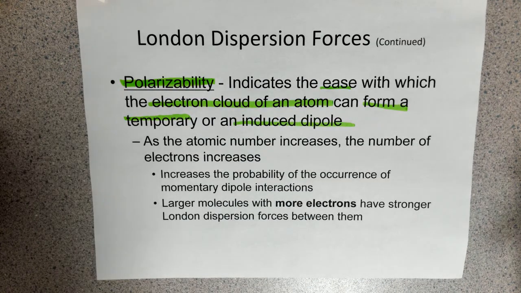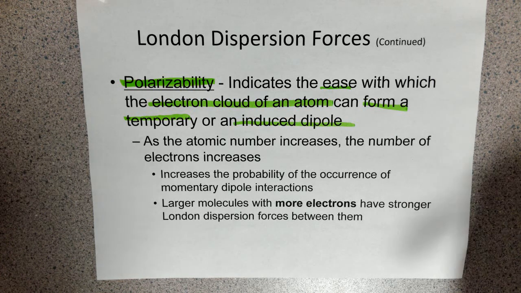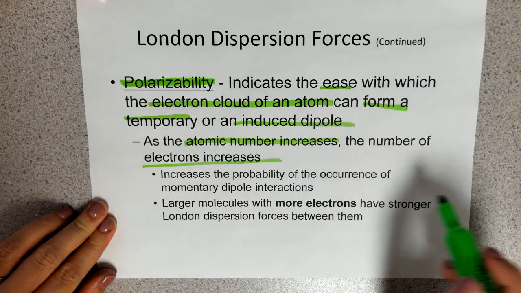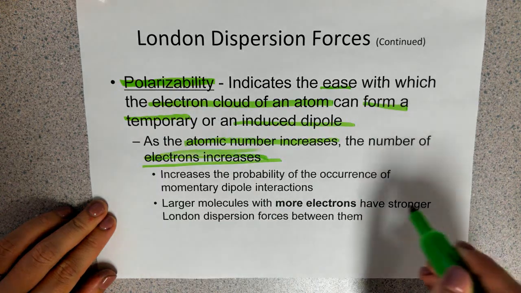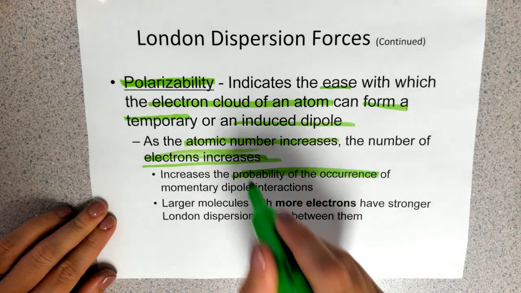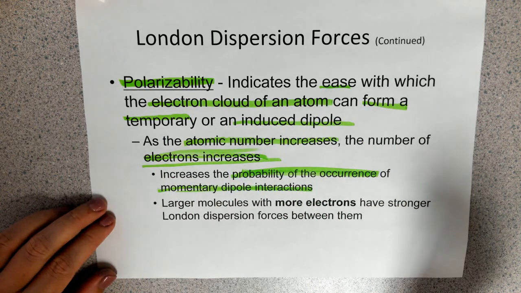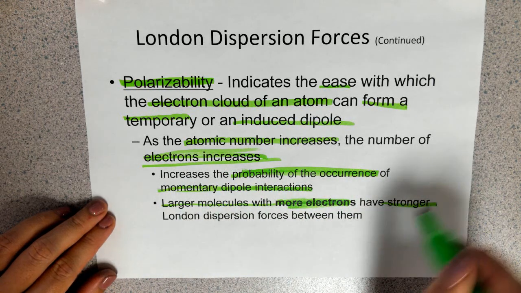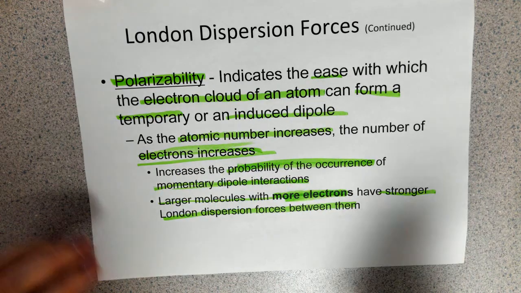So a few things make London dispersion forces stronger. As atomic number goes up, electrons go up. If there are more electrons, then the probability of getting a random dipole increases. And so larger molecules that have more electrons have stronger London dispersion forces between them.